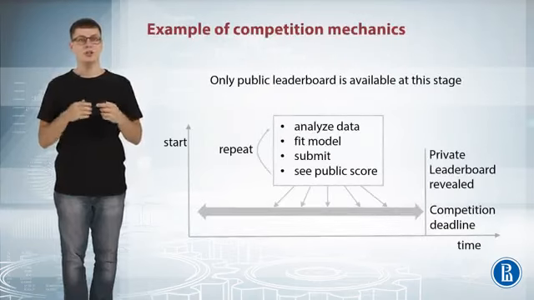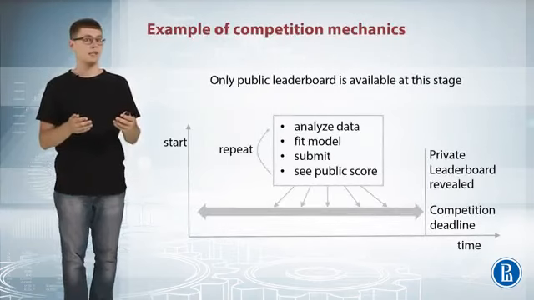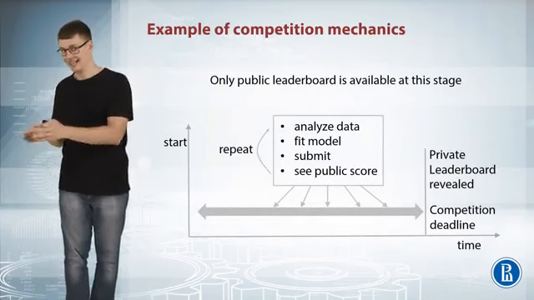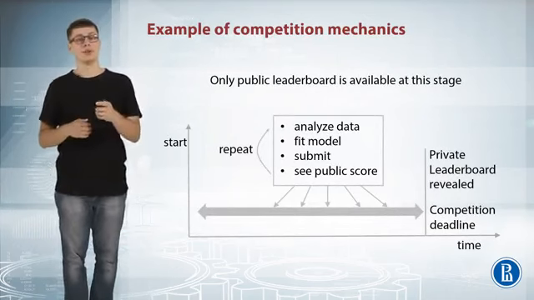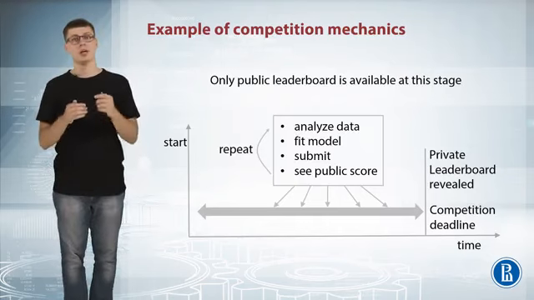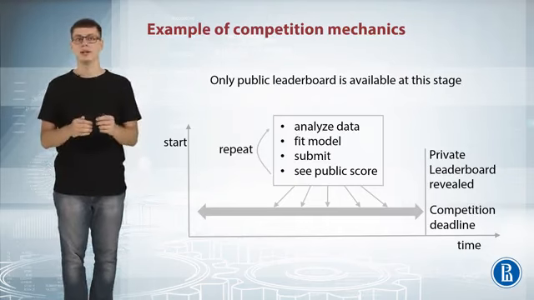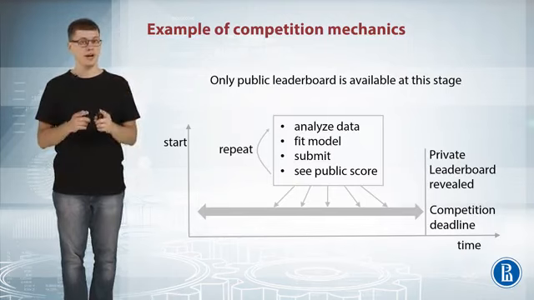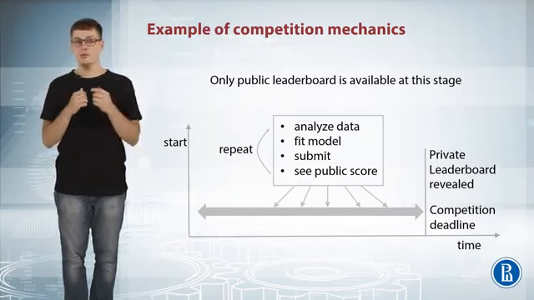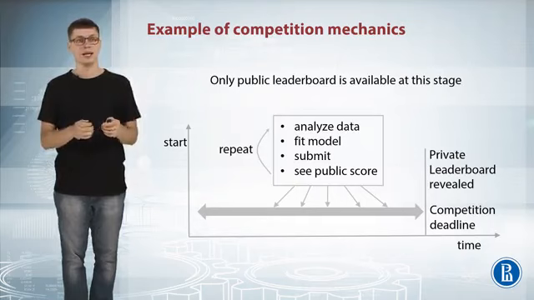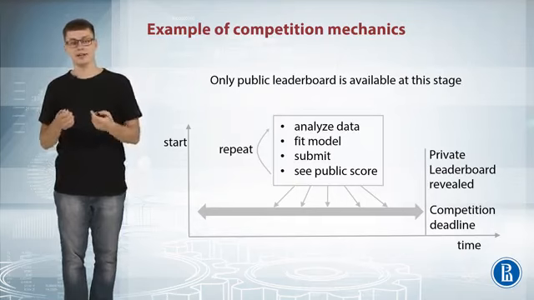Therefore, a standard competition routine looks like this. During the competition you analyze the data, improve the model, prepare a submission, send it, and see the leaderboard score. You repeat this action several times. All this time, only the public leaderboard is available. By the end of the competition, you should select submissions which will be used for final scoring. Usually you are allowed to select two final submissions. Choose wisely, sometimes public leaderboard scores might be misleading. After the competition deadline, the private leaderboard is revealed, and it's used for the final rating and defining the winners.